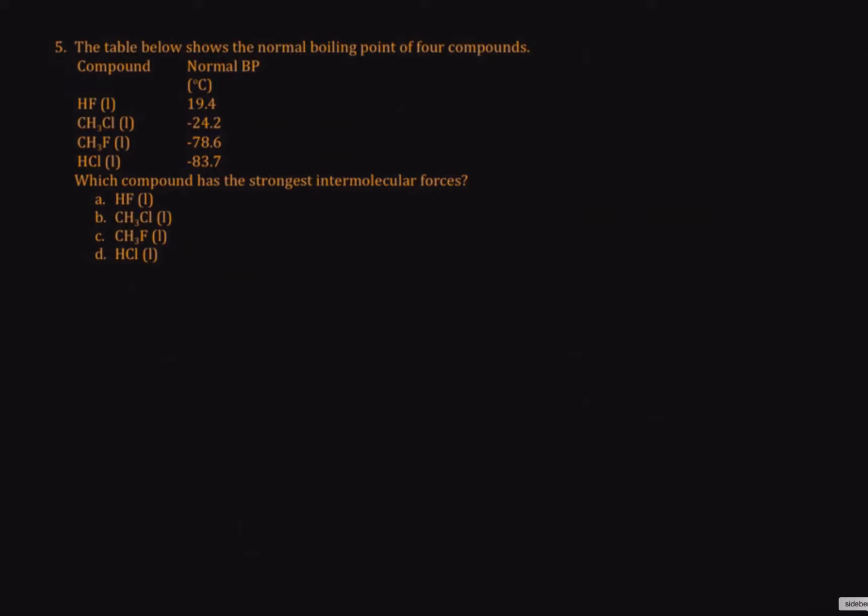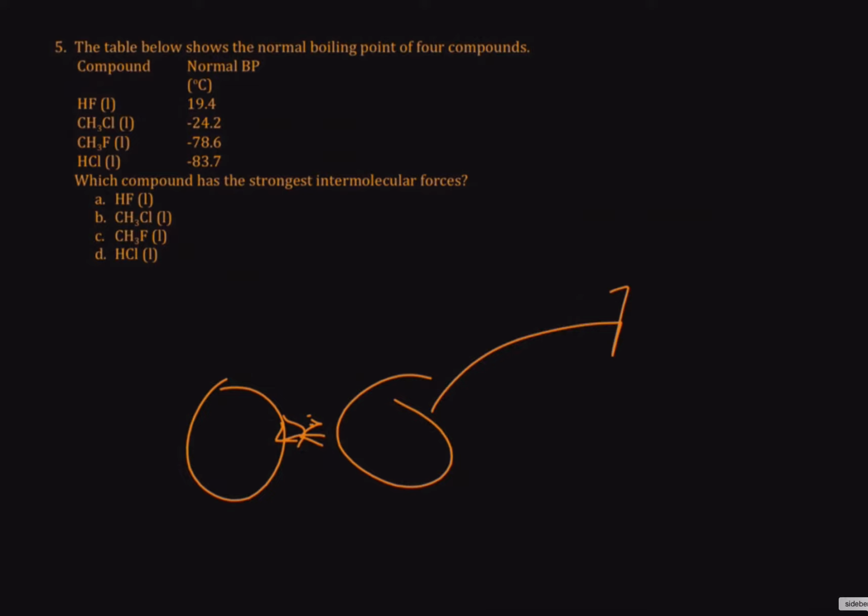Okay, with the boiling points of these four compounds, which has the strongest intermolecular forces? Simplest thing here is stronger intermolecular forces mean higher boiling point, because the intermolecular forces are holding the molecules together, right? They're drawn together, which means if you want to boil them and get them apart, that's harder to do because they're holding on to each other.